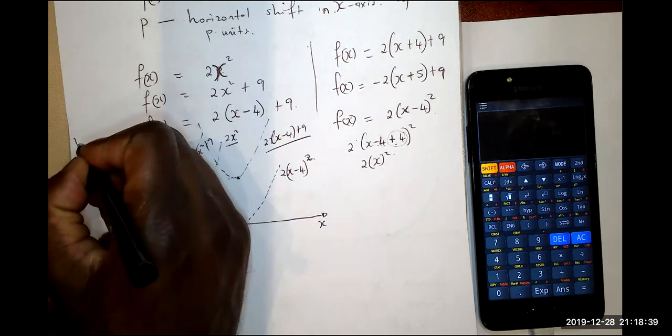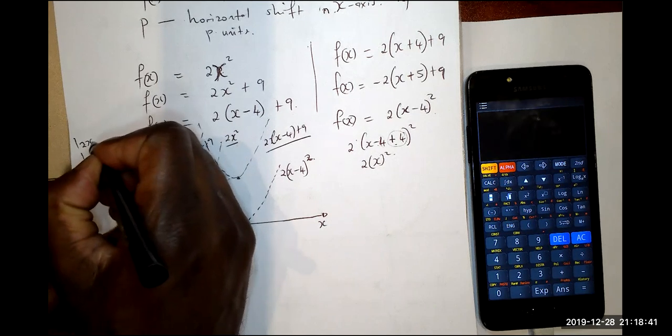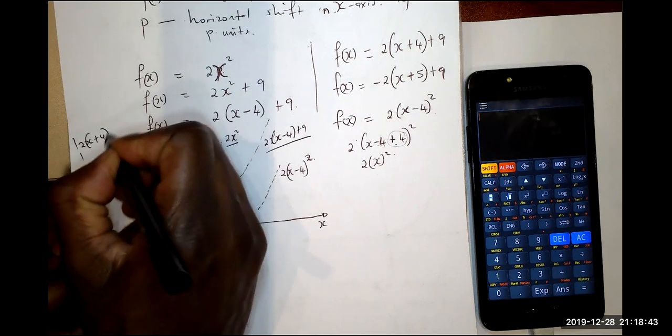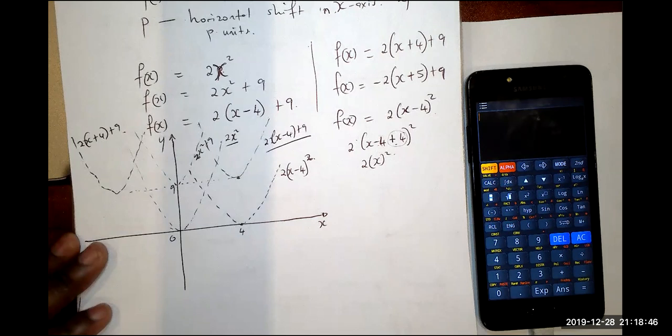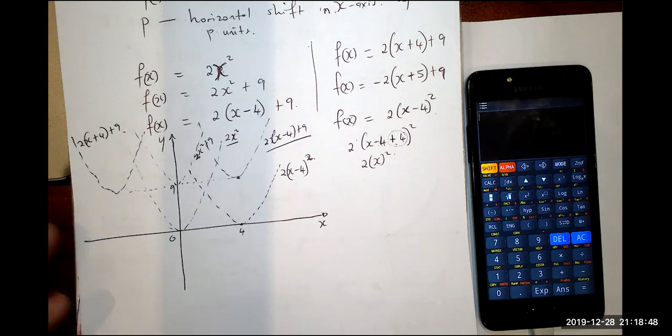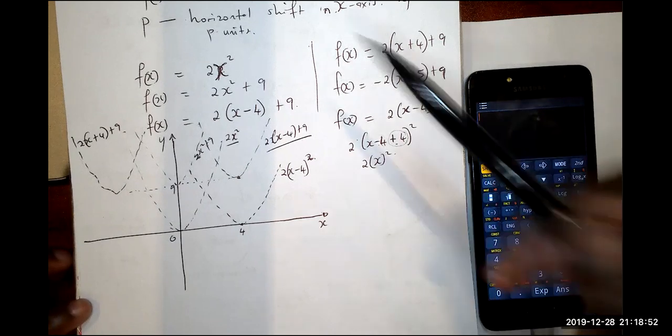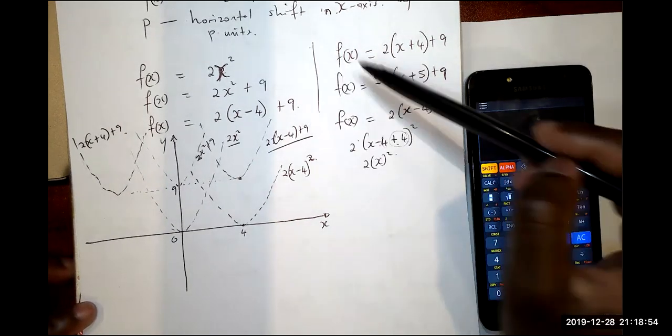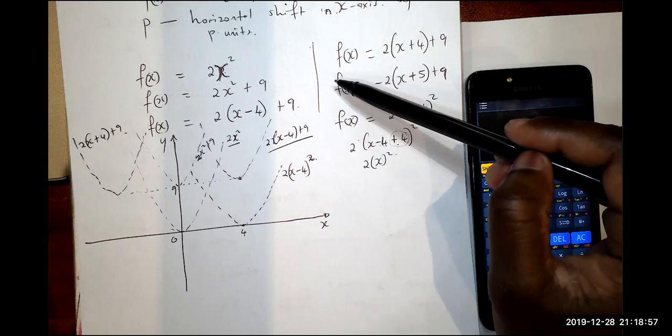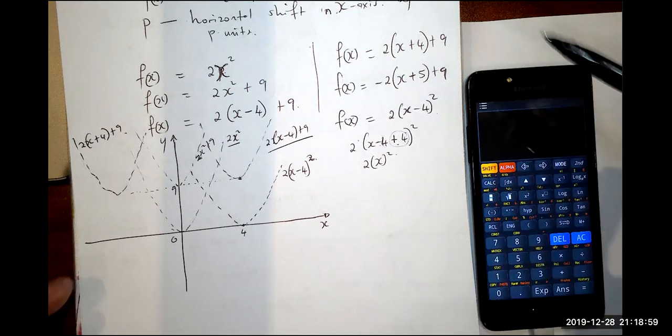Okay, this one will be the graph of 2x plus 4 plus 9. That's what you'll be having there. So that's what you need to master: whenever it's plus inside, you move to the negative. When it's minus, you move to the right by those given units.